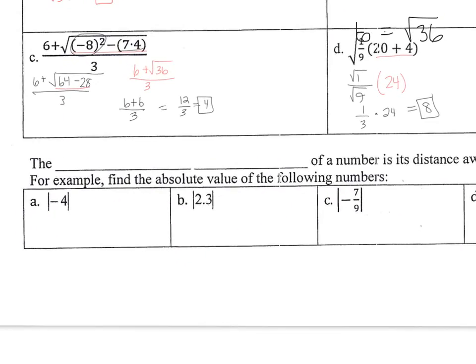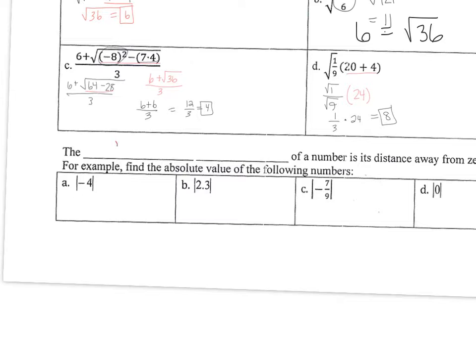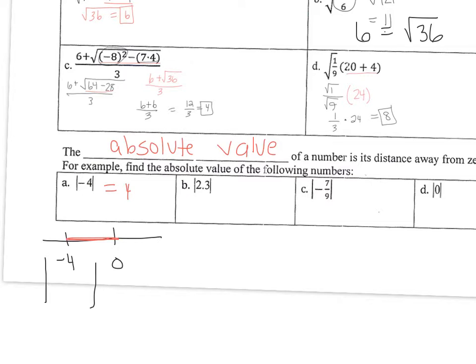Okay, the second part is absolute value. The absolute value of a number is the distance a number is from 0 on the number line. It uses these vertical bars. So this means what's the distance negative 4 is from 0 on the number line? If you put negative 4 on the number line, how far is it from 0? Well, it's 4 units. Absolute value is never negative. It's always going to be a positive number.